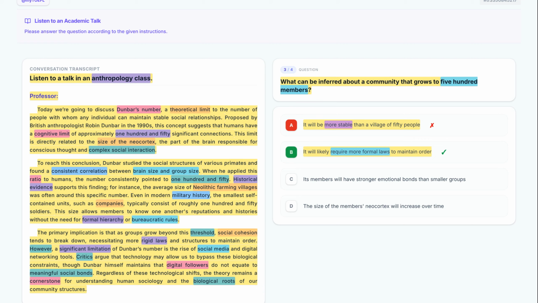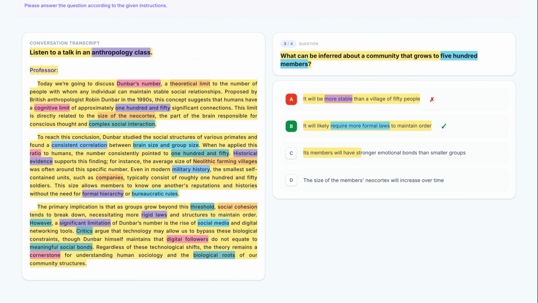Here is option C. Let's see if it fits. Its members will have stronger emotional bonds than smaller groups. The lecture suggests the opposite. Larger groups have trouble maintaining meaningful social bonds, so their emotional bonds would likely be weaker.